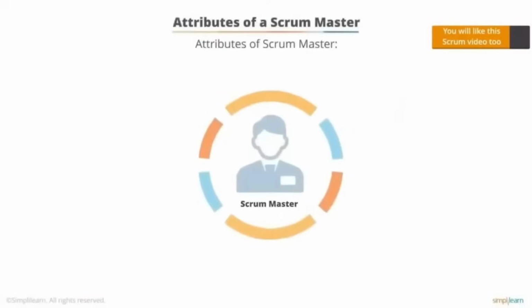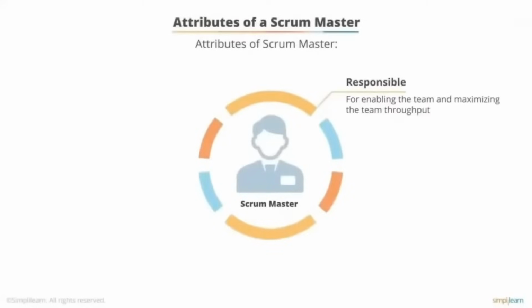Let's talk about the attributes of a Scrum Master. Scrum Masters need to exhibit responsibility. Even though they are not solely accountable for the team's output, they will consider it their responsibility to remove anything that impacts the team productivity. They will try to enable the team to do the best that it can. They are humble.